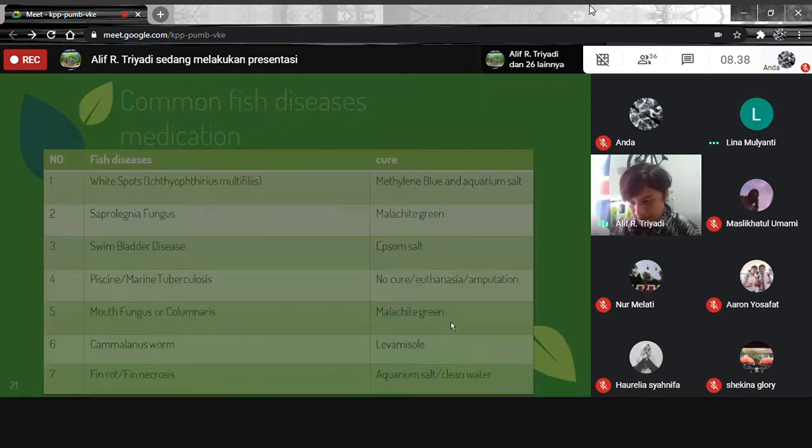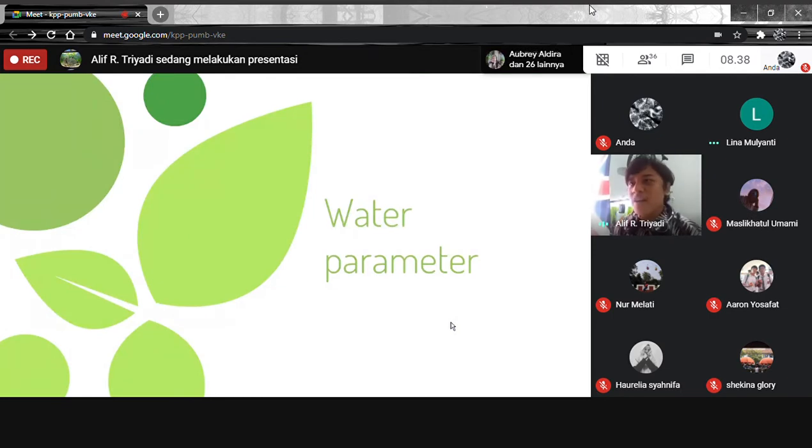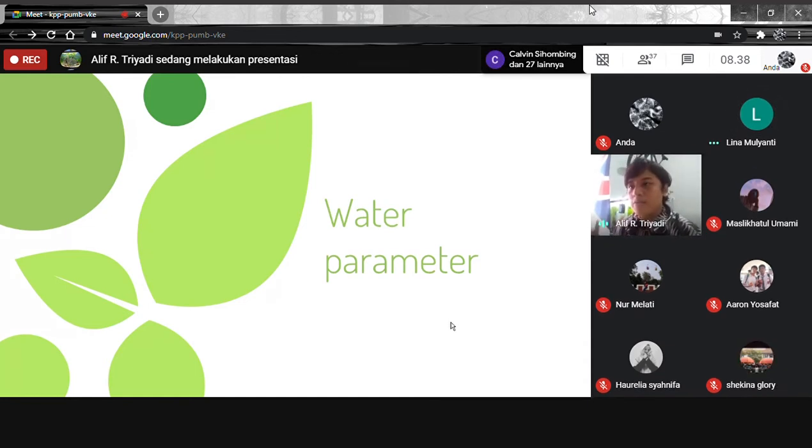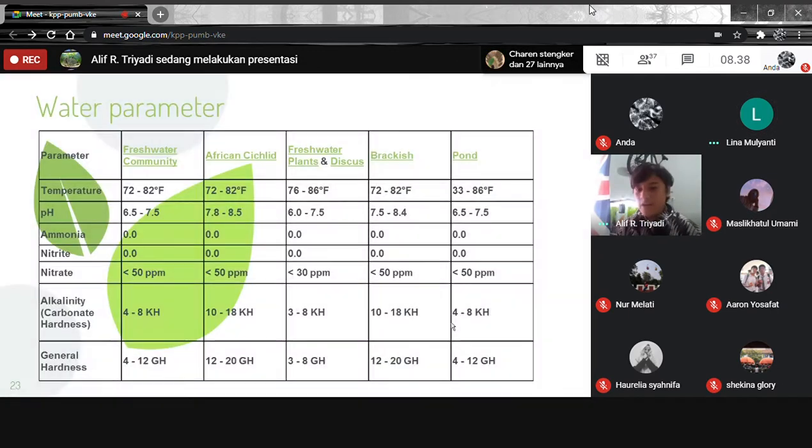And then next, water parameters. Now, some people think as long as I give my fish water, they could live. However, this is not true. There are different kinds of water parameters that you could find in a fish, such as temperature, pH, ammonia, nitrate, nitrite, alkalinity, hardness, and general hardness.